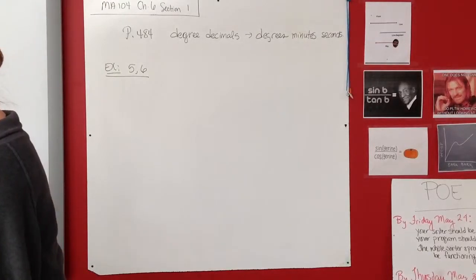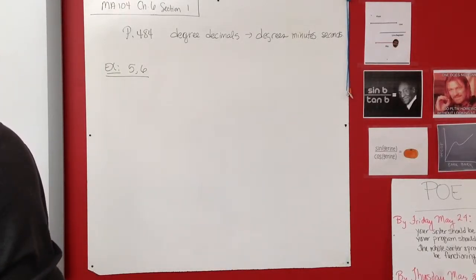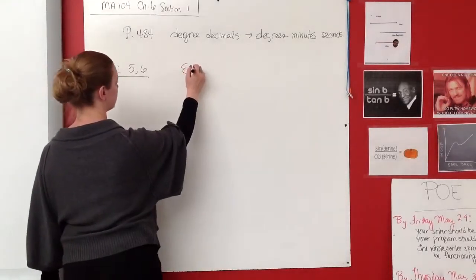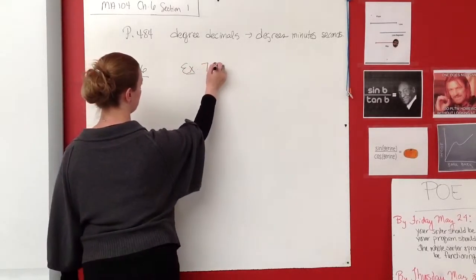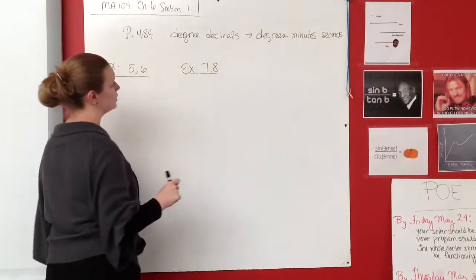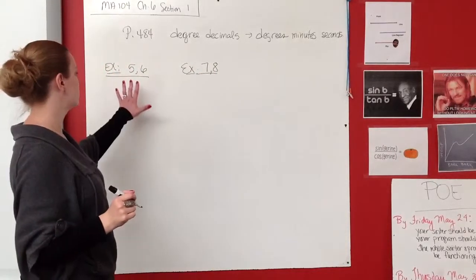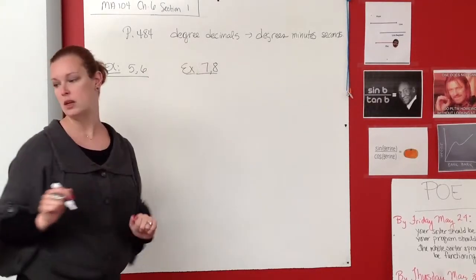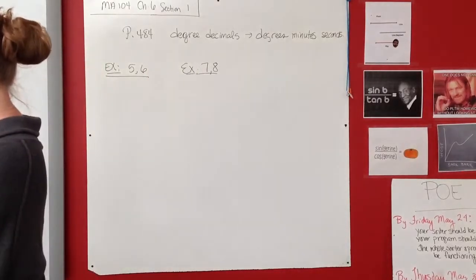Then the text goes on to looking at trigonometric values in examples 7 and 8, where they extend the discussion from converting to degrees decimals to degrees minutes seconds to using the trigonometric functions after you put it in degree decimals. So I think that's pretty self-explanatory as well.